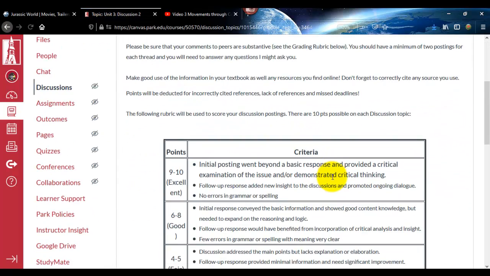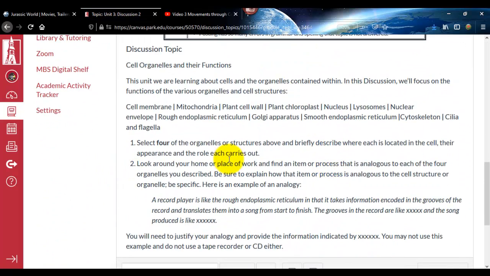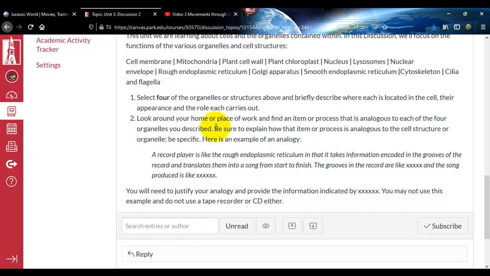Discussion 2, and this one's kind of interesting. You pick four organelles and just describe their function. This is kind of like a real discussion in a way for a lot of courses. Look around your house and try to find something that's analogous to each of the four organelles you picked. What role in your house would they play that they play for a cell? So that's kind of interesting.